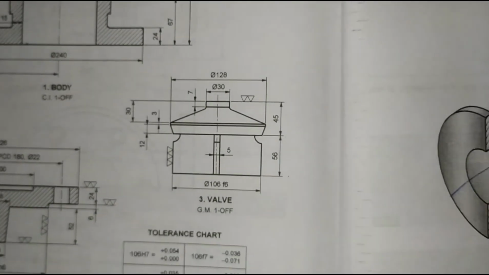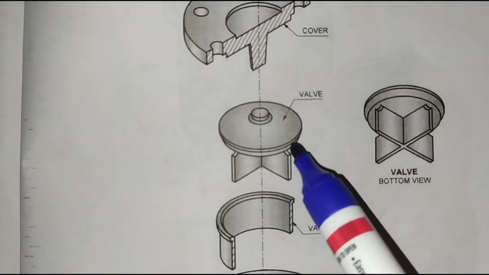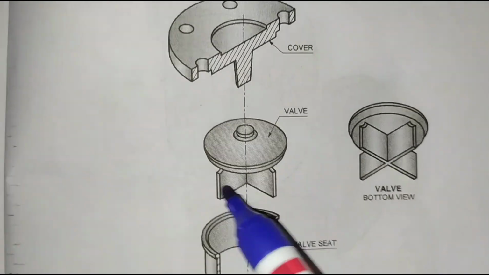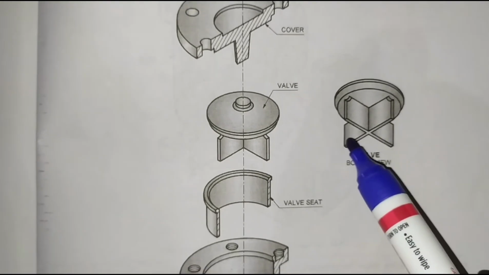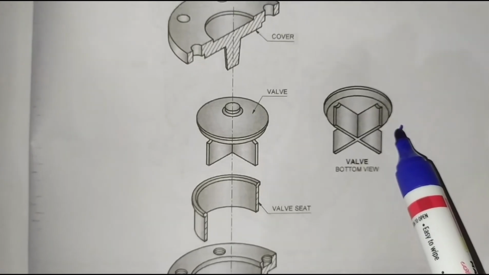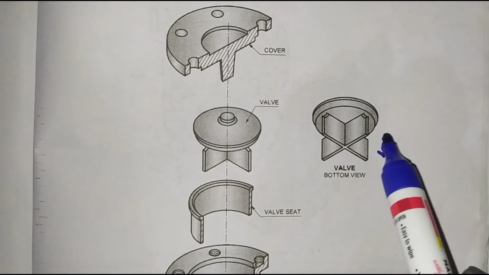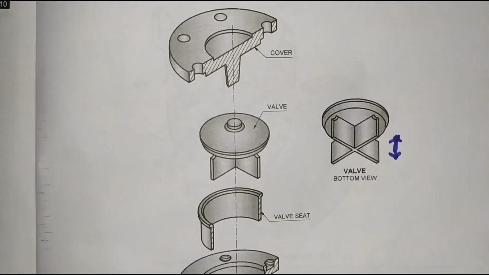If you observe a 3-dimensional figure here, the top part is a cylinder. Here are 4 wings, 1, 2 and back side. Here they have given the bottom view. If you observe from the bottom, these are the wings which will have movement top to bottom, vertical movement according to the pressure. Here is the vertical movement.